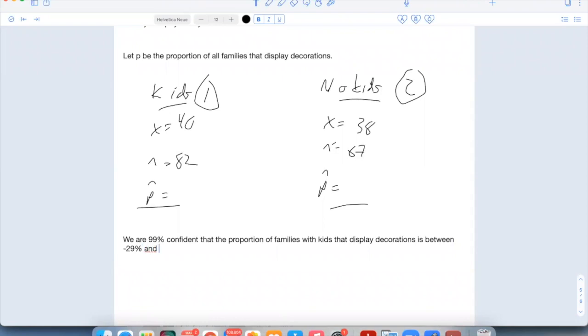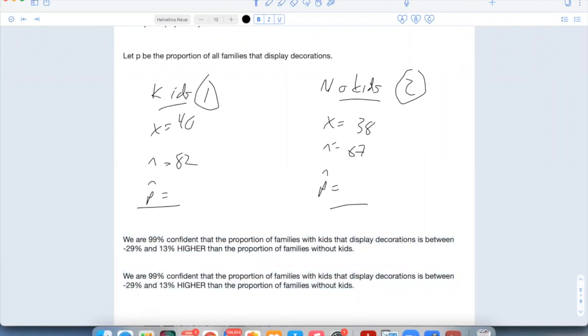And +13% higher than the proportion of families without kids. So what does that mean? What's it mean to be negative higher? That means lower. So this reads weird. What do you mean negative higher? A better way to say this sentence is take out that negative there and just put the word lower after the number. The one that was negative, we're just going to put the word lower after it.